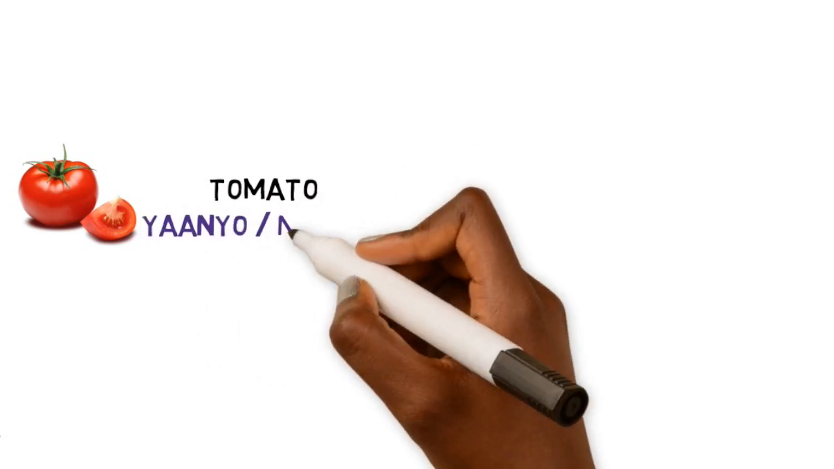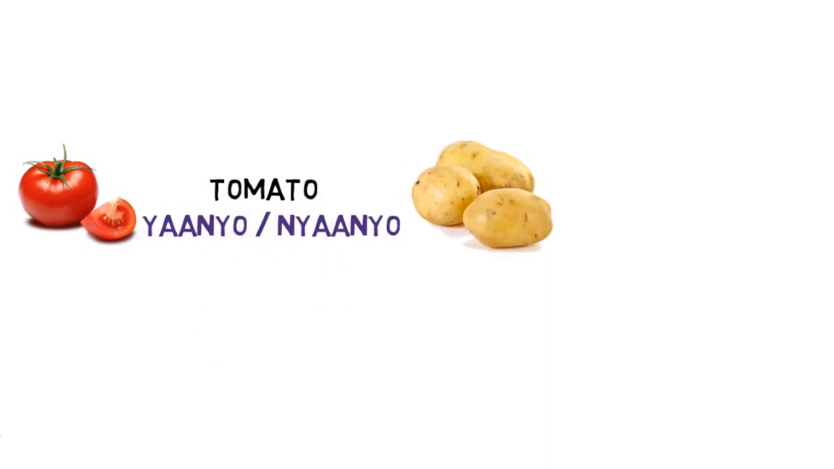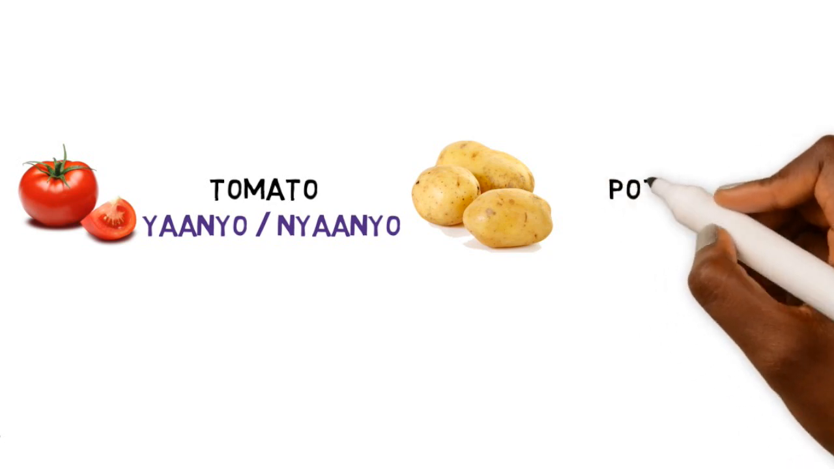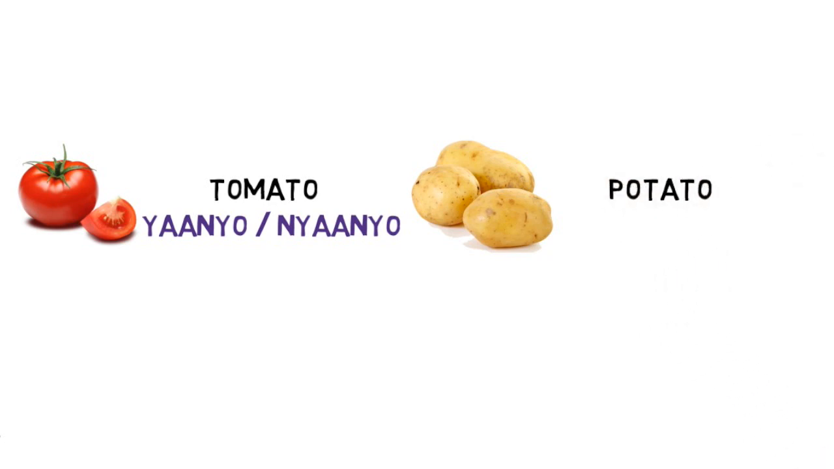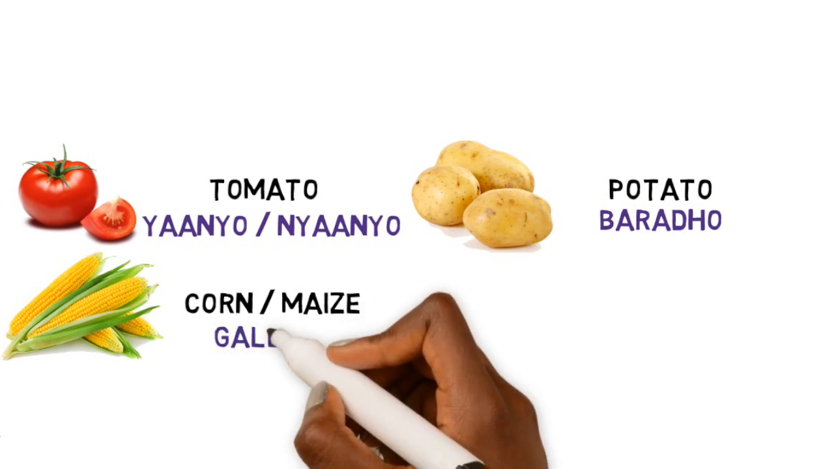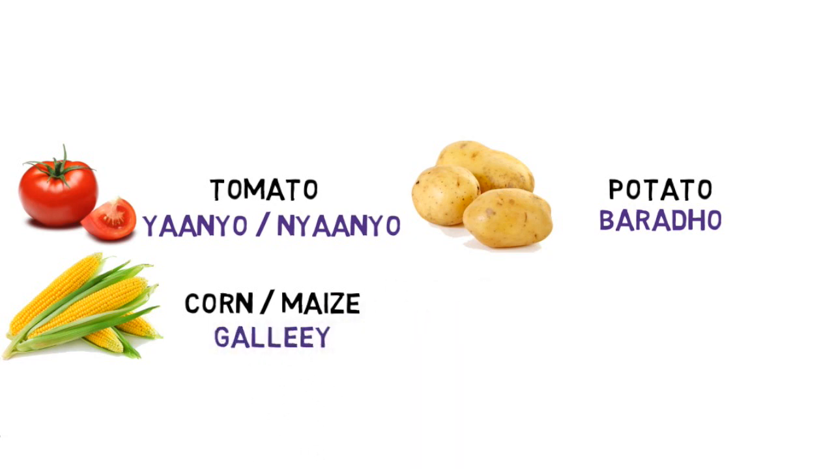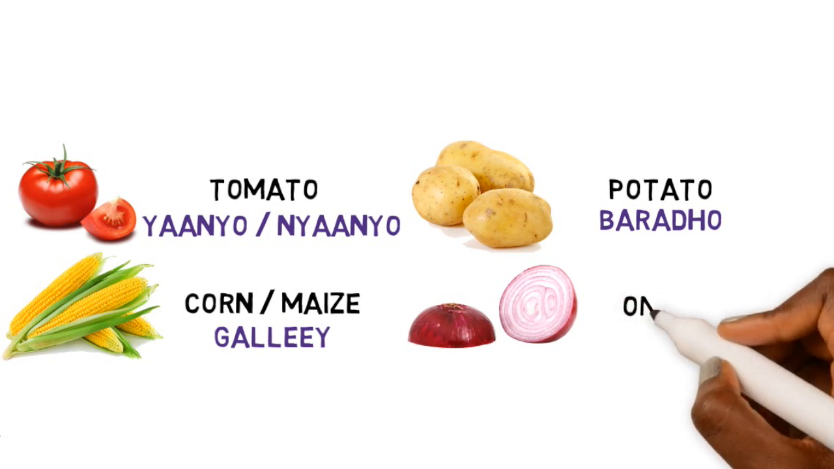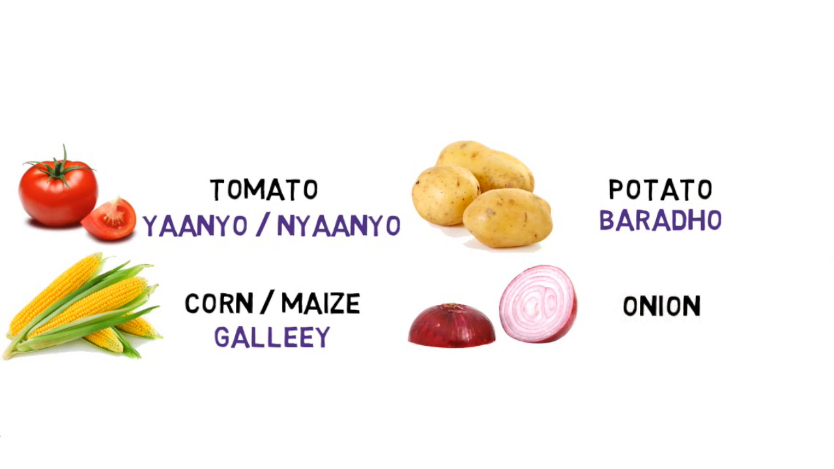Tomato is yaño or ñaño. While potato is barado. Corn or maize is galley. While onion is basal.